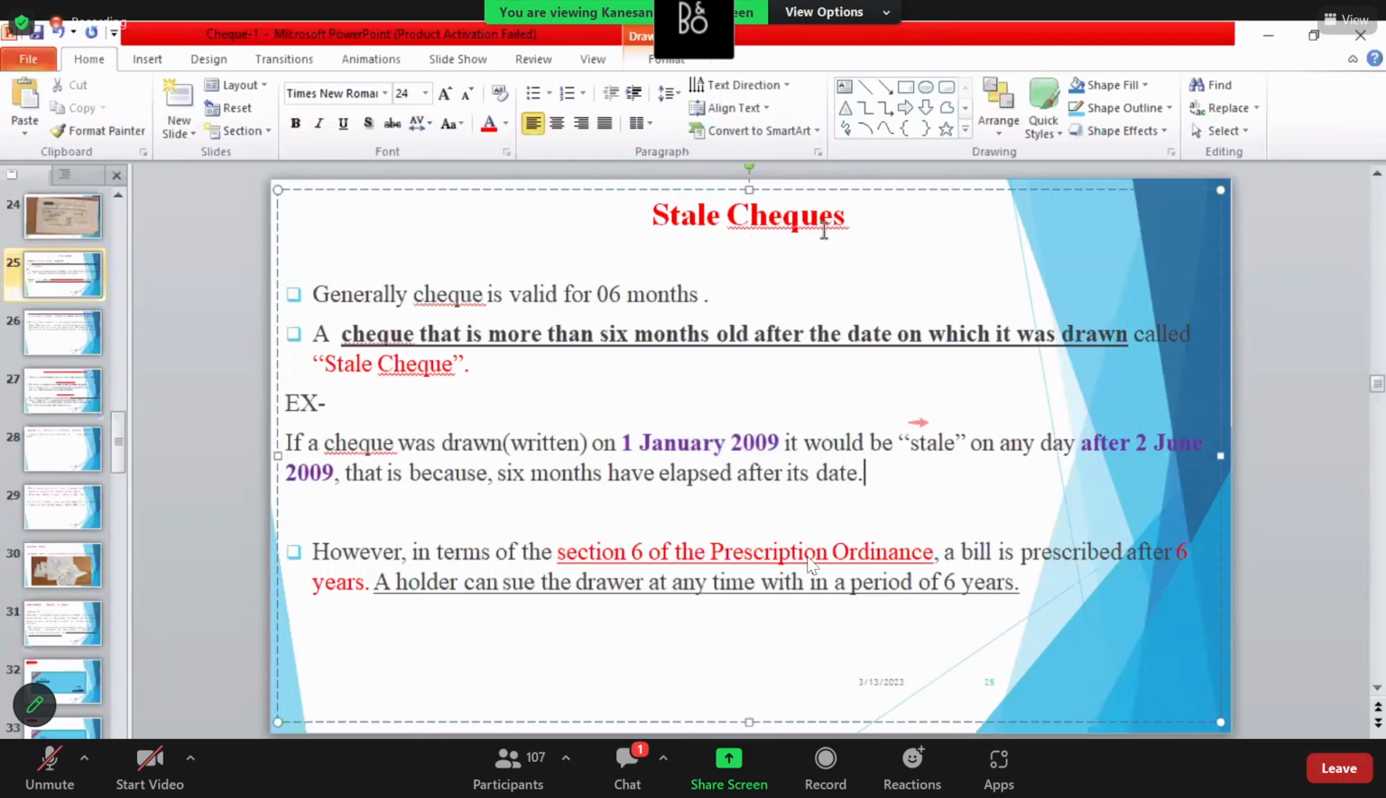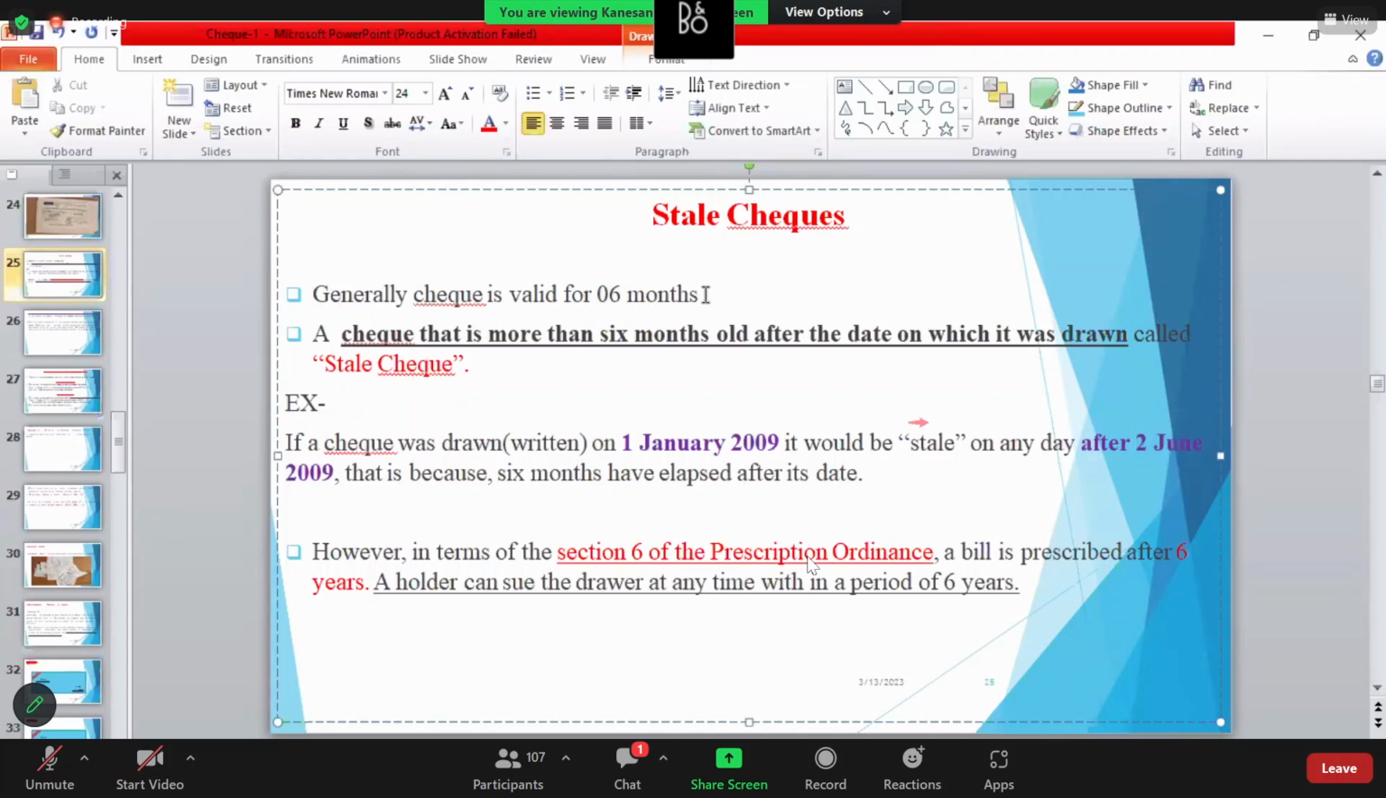It is a stale check, right? Within the 6-month period, from 1st of January to 2nd of June, at any time you can go to the bank and get the payment by using the check. But after 2nd of June, you can't go to the bank because the check is expired.